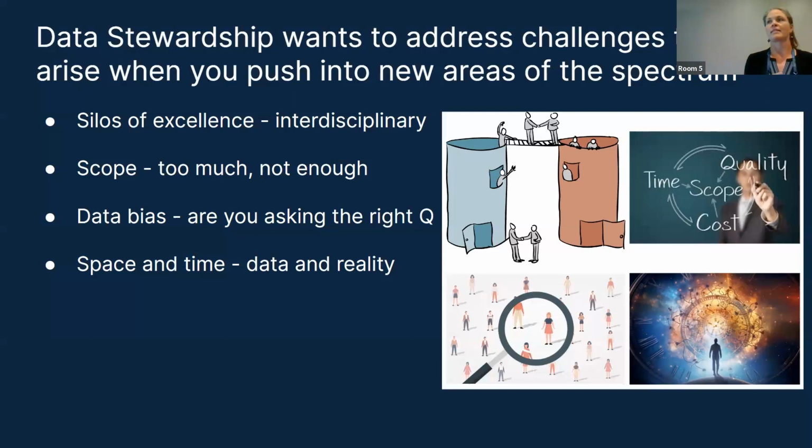Silos of excellence. We all live in our own disciplinary silo and we're all excellent. When can you start to get across some of those silos of excellence and start working more interdisciplinary or transdisciplinary? Scoping. We all have really good ideas that are really big.